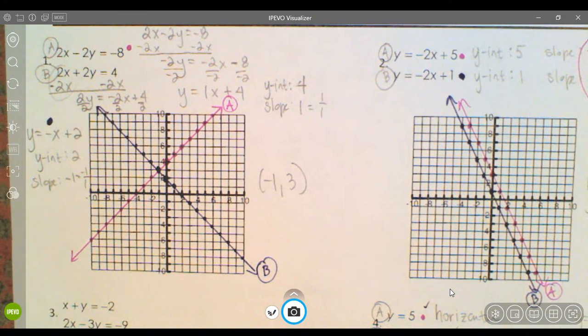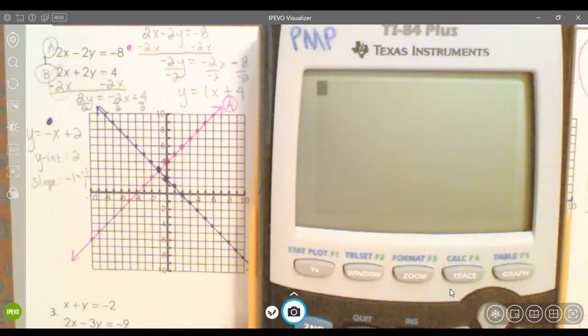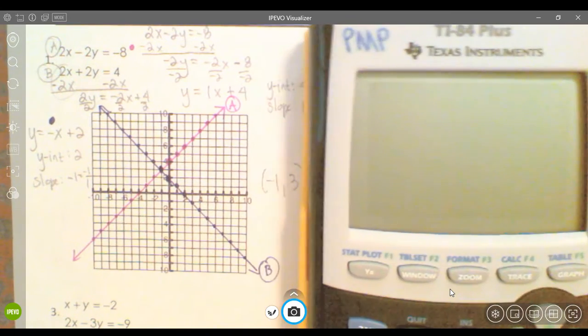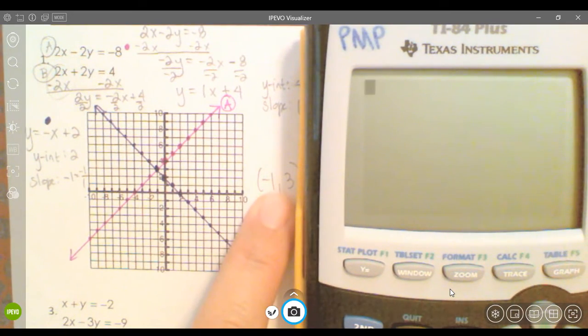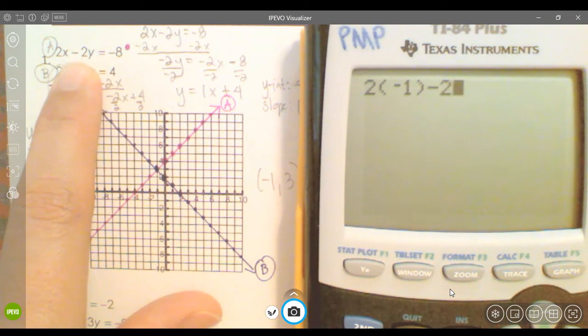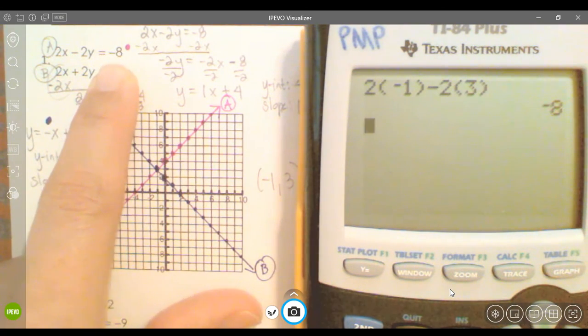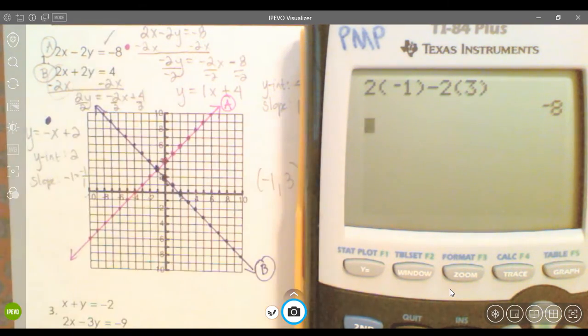So now I just need to verify it. I need to check it by plugging it in. Oh yeah, here we go. Excellent. All right, so it looks like I want to use -1, 3. So I'm going to let x equal -1, minus 2 times 3. I should get -8. I did, yes. So it checks there.